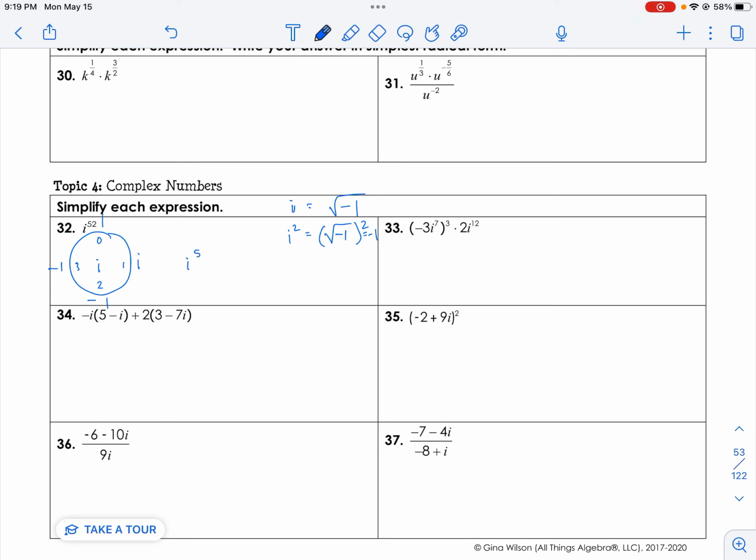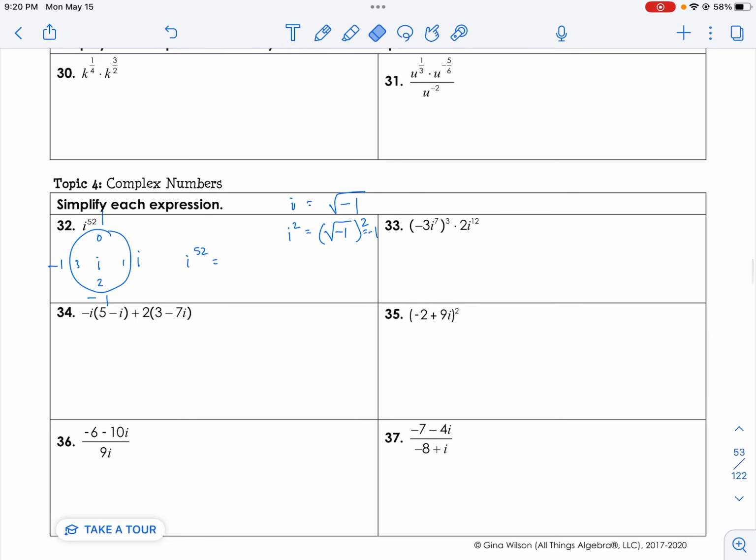So if I want i to the 52, well, if I take 52 and divide it by 4, that's 13. Actually, no, that's not true. Let's just go back and do this a different way. One way is that you could count around 52 times: 1, 2, 3, 4, 5, 6, 7, 8, 9, 10. Just keep counting around the circle until you count to 52. But there's probably an easier way to do this.